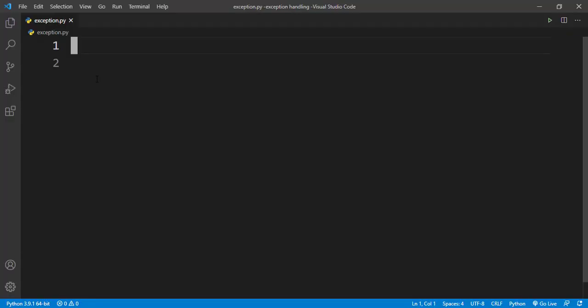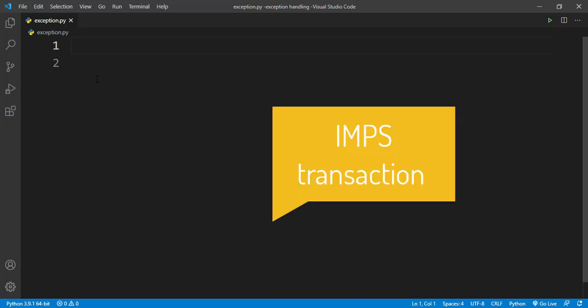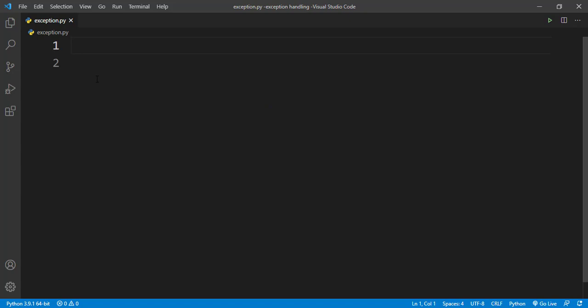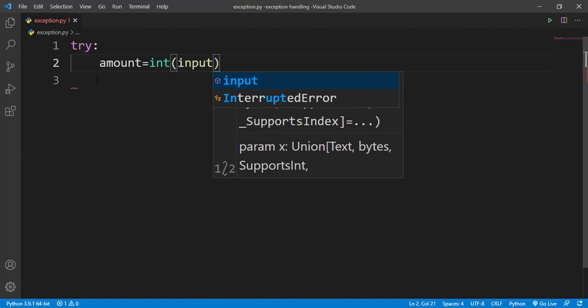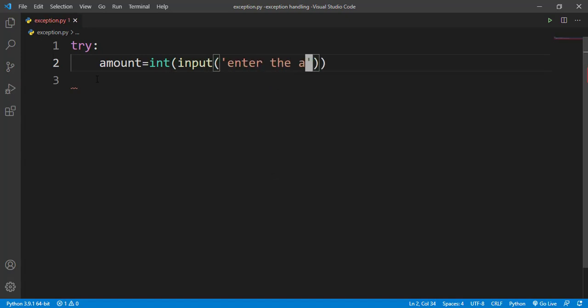So let's consider an example of a banking system. I hope many of you have done an IMPS transaction, where the bank decides a limit for the transaction amount. So I'll write a try block first and then we'll take an amount. This amount is entered by the user. So integer input, enter the amount to be transferred. So we are taking the value for the amount from the user.